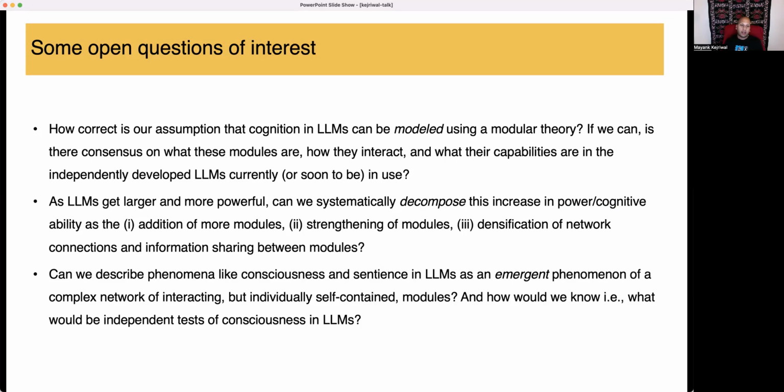And if we can, is there consensus on what these modules are, how they interact, and what their capabilities are in the independently developed LLMs currently in use? So what we mean by this is that there's not just one LLM. I think unlike the human brain, there are these different LLMs that are coming out, whether it's Llama from Facebook, obviously GPT 3.5, 4, Bard from Google, and Baidu has an LLM. I mean, all the big companies, Amazon is working on one, Apple is working on one. No one has tried those out, obviously, but it stands to reason. Anthropic, which is kind of like a rival to OpenAI, has its LLM, and so on.